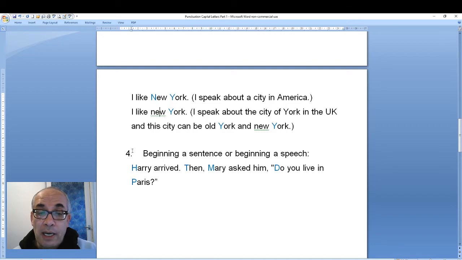Also, we use capital letters to begin a sentence or begin a speech. Harry arrived, so I start a new sentence, so it should be capital H all the time. When you start a new sentence, the first letter must be capital. After a full stop, all the time we write capital letters.